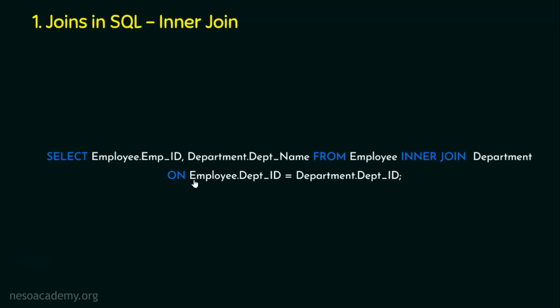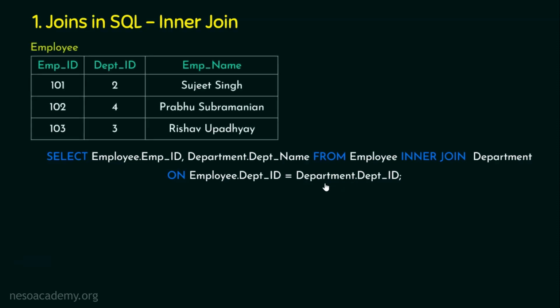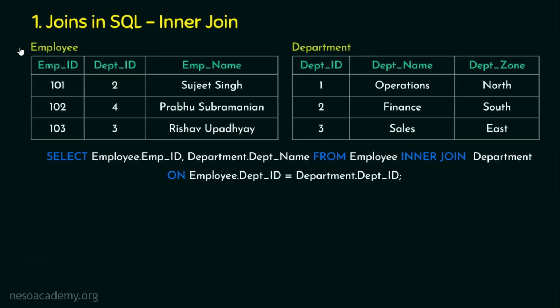What are the tables? Employee and department. Here we go. Here is the employee table. Here is the department table. Just see, the employee table contains three columns: employee ID, department ID, employee name. The department table contains department ID, department name, and department zone. We need to understand whether joins can be performed on this or not. We can see a join can be performed because there is a common column, department ID and department ID here as well. So obviously a join can be performed.